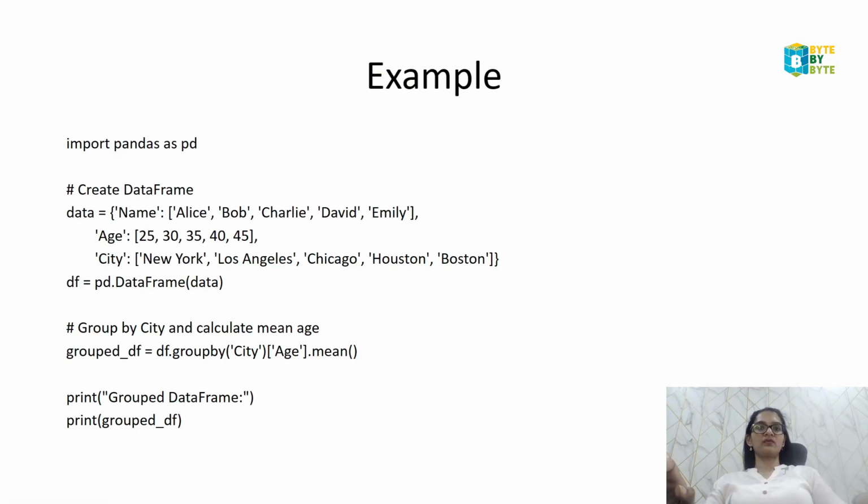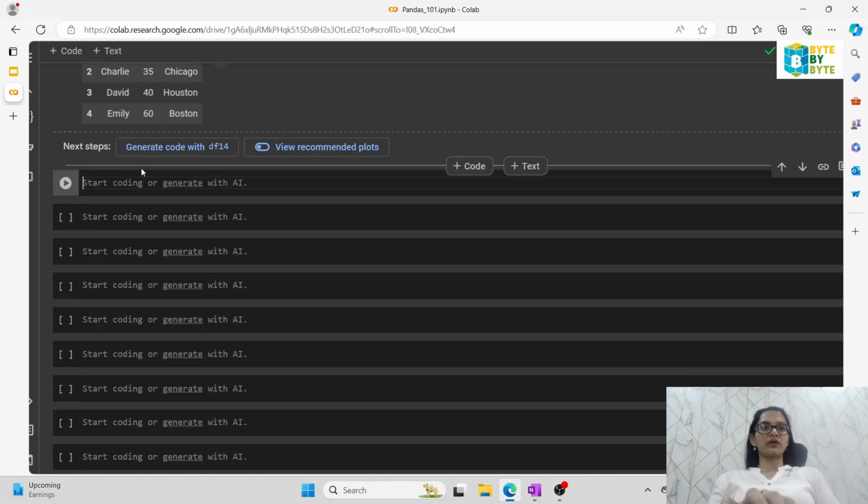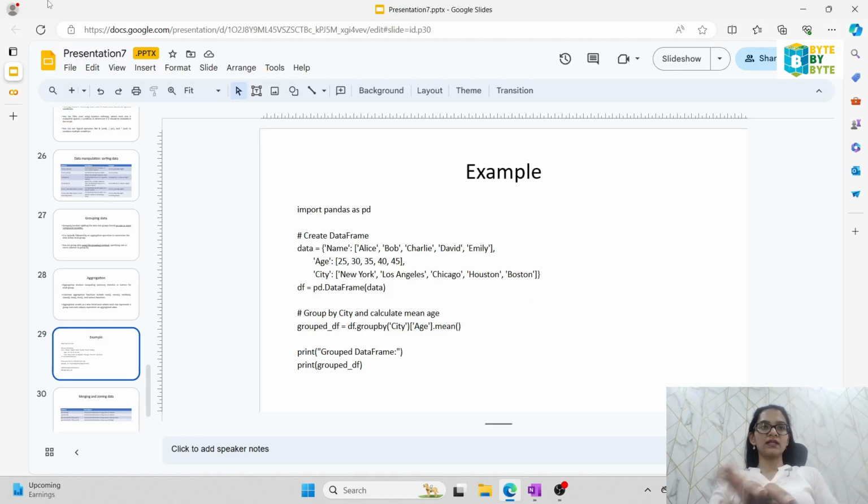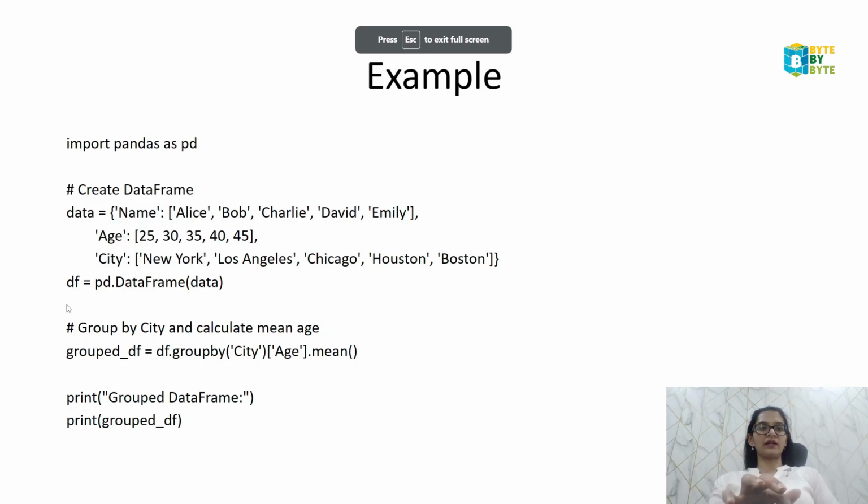Okay, so let's see how it works. We are going to use this particular data for our groupby. This is my data frame. In this data frame, my problem statement is that I have to group by city and calculate the mean age. I have to calculate the average age city wise. So in order to do that, I first have to group the data city wise.